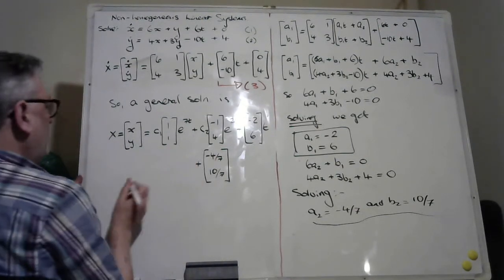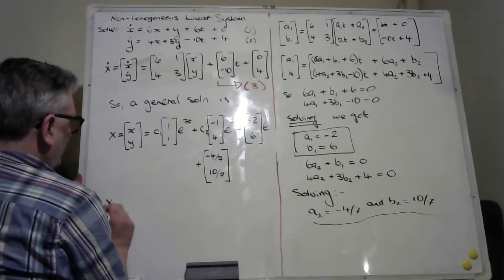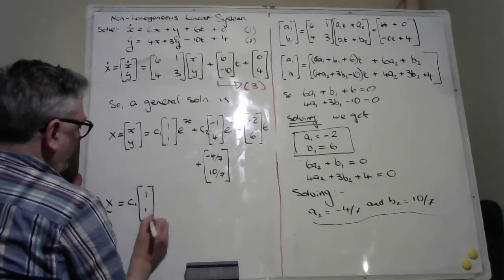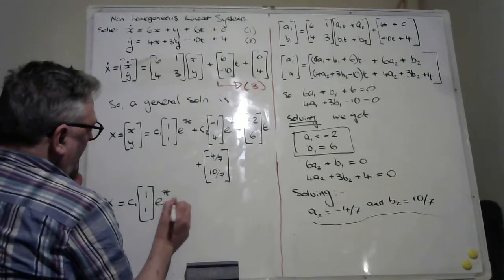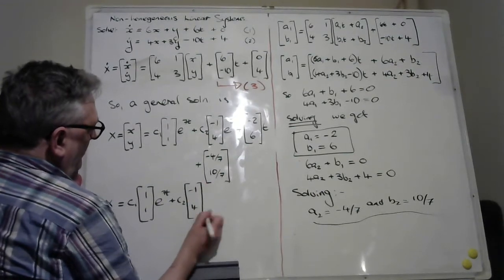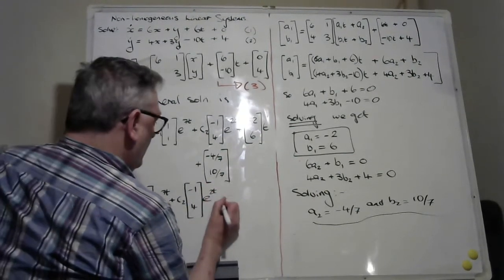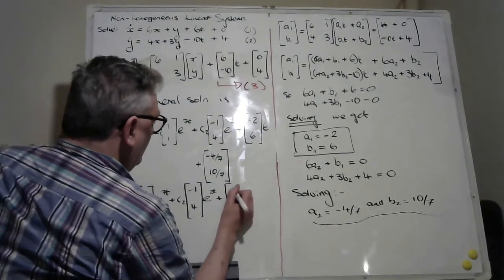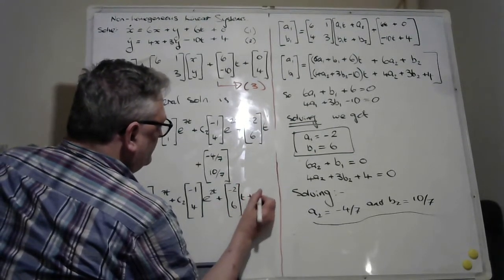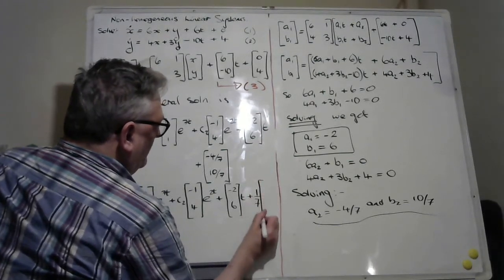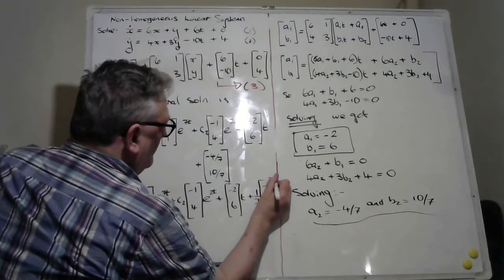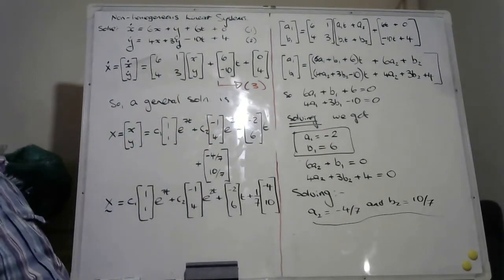You can take out the 7 if you wish, so that you've got vector x is equal to C1 times 1, 1, e to the 7t plus C2 times minus 1, 4, e to the 2t plus minus 2, 6 t plus 1 over 7 times minus 4 and 10. And that is the general solution.